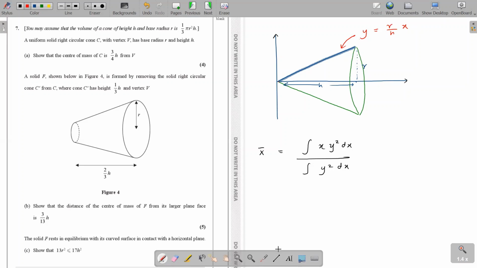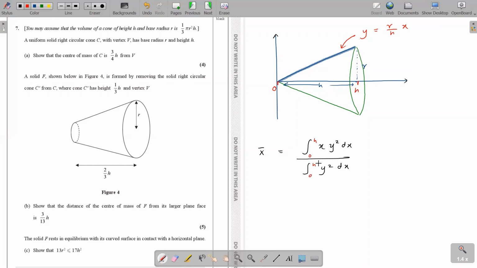Okay, and then what about the limits? What are your x limits? Where are we starting, what x value? Starting x value is 0, ending x value is? What is the ending x value here? The x value is h, right? This distance is h along the x-axis. So here starting value is 0, ending x value is h. So your limits will be from 0 to h.